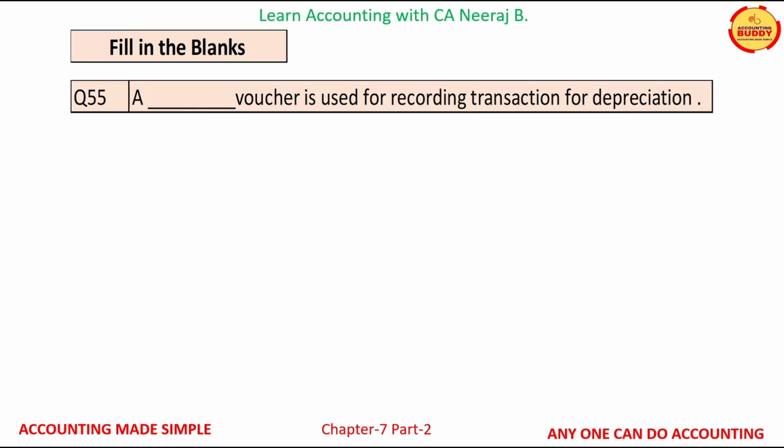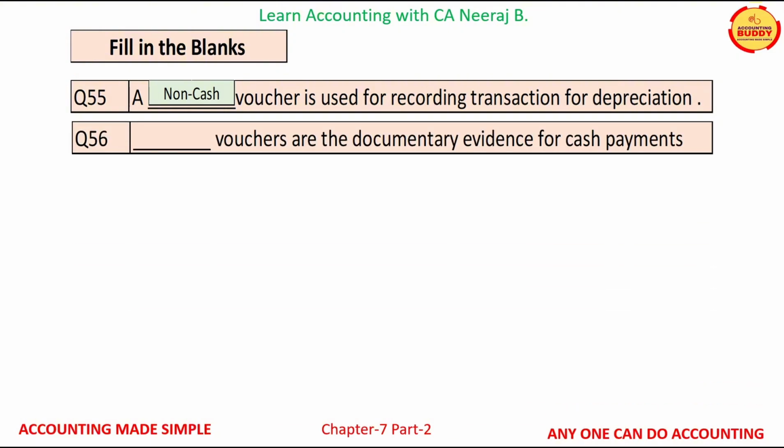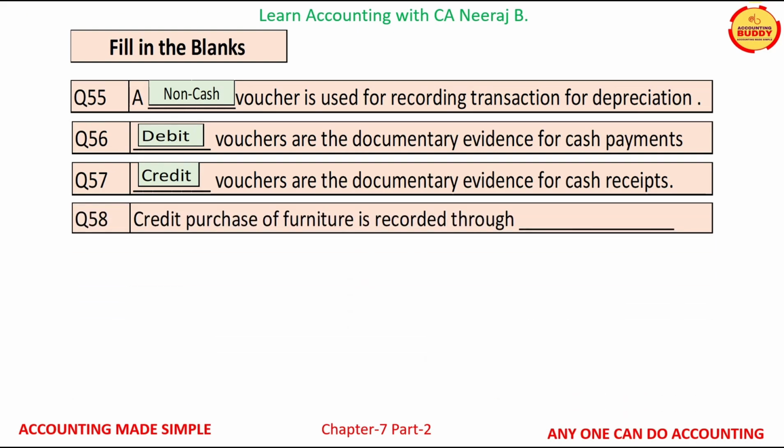Question number 55 on your screens is a dash voucher is used for recording transactions for depreciation. And the correct word is non-cash voucher. Question number 56. A dash vouchers are the documentary evidence for cash payments. And the correct word is debit voucher. Question number 57. Dash vouchers are the documentary evidence for cash receipts. The correct word is credit voucher. Question number 58. Credit purchase of furniture is recorded through dash, is recorded through transfer voucher.